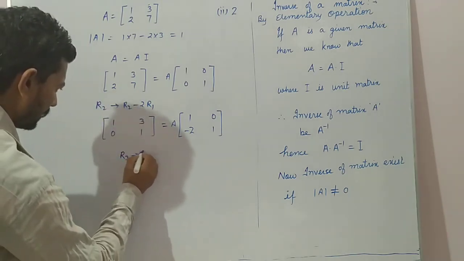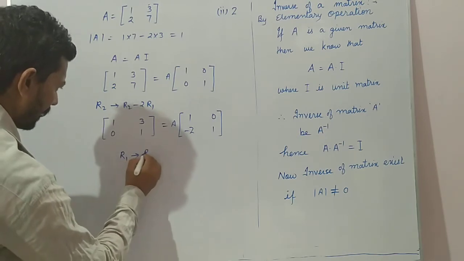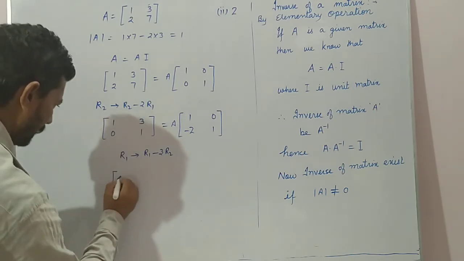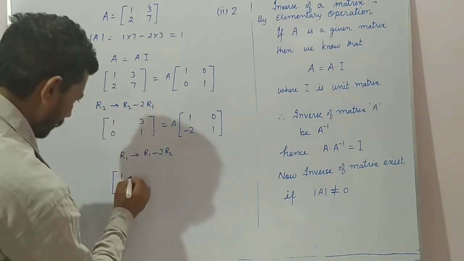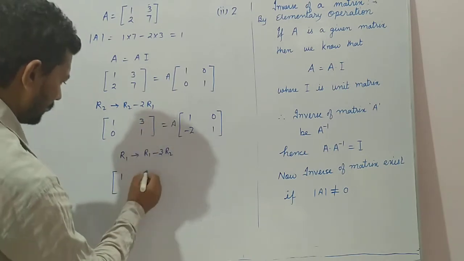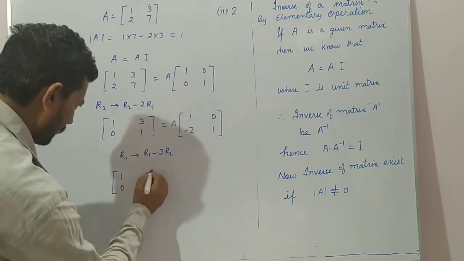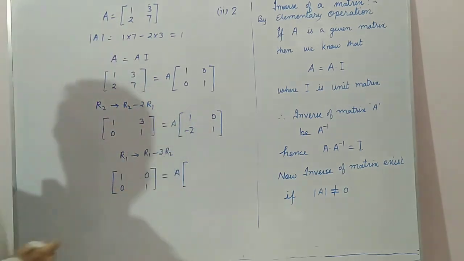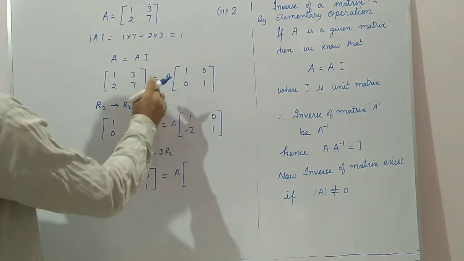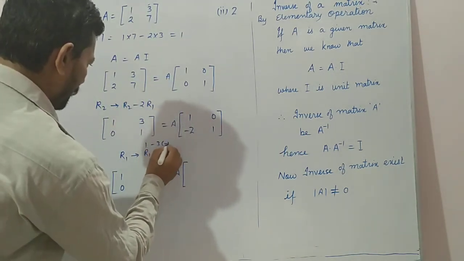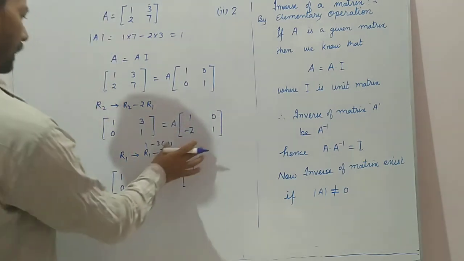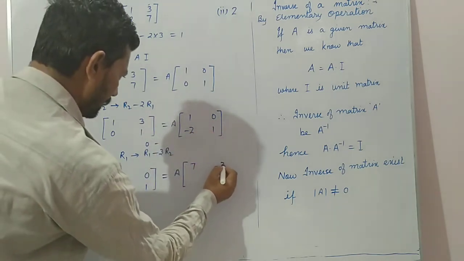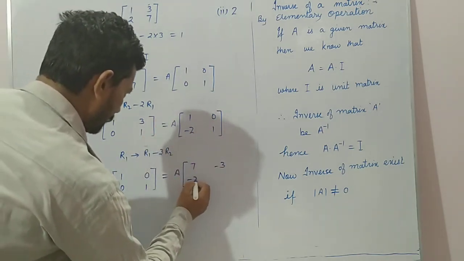So R1 changes to R1 minus 3R2. So this will be 1, 3 minus 3 into 1, 3, 0, 0, 1. This is A. R1 minus 3R2. So 1 minus 3 into minus 2, you will get what? 7. Again 0 minus 3 into 1, that is minus 3. Next, that is minus 2, this one is 1.